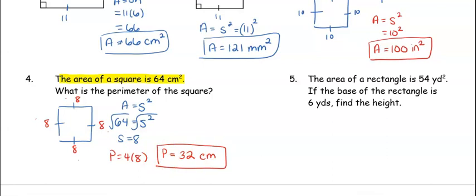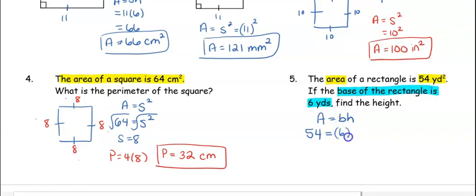Number 5, the area of a rectangle is 54 yards squared. Okay, so I know area is base times height. What we just found out is that the area is 54. So I'm going to replace the area, the A, with 54. The base of the rectangle is 6. So I'm going to replace the B with 6.